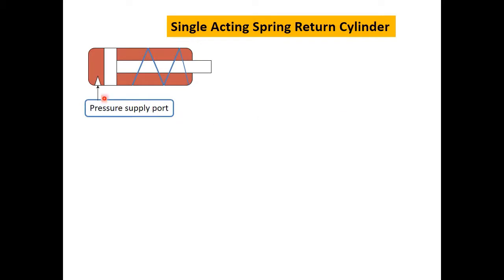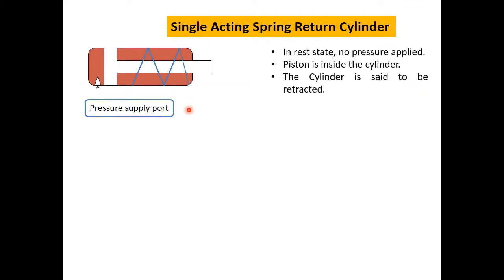Let's understand the working of single-acting spring return cylinder. In this cylinder, there is a piston along with a spring attached. There is only one pressure supply port available in the single-acting cylinder. The spring is attached on the right side of the piston.